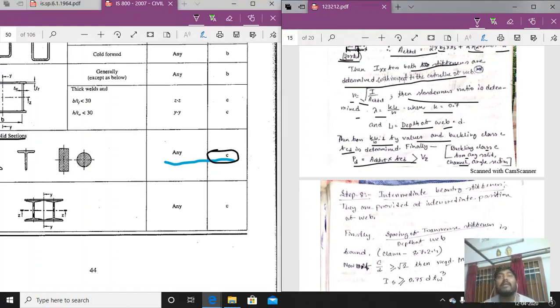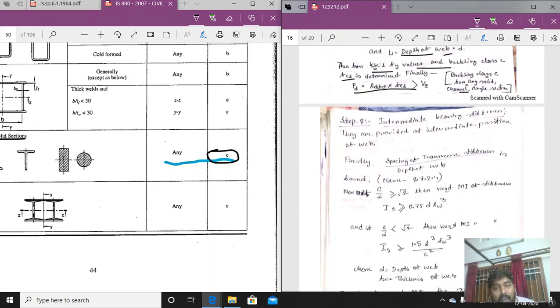Now coming to the intermediate transverse stiffeners, they may be required depending on the shear criteria that we have discussed. If it is said that intermediate transverse stiffeners are required, or if the shear capacity we have got is less than the shear force, then only we have to apply the intermediate transverse stiffener. The intermediate transverse stiffener design, step number 8, is similar to the case of the bearing stiffener. We have to calculate the capacity, check for the outstand, and also check for the buckling.